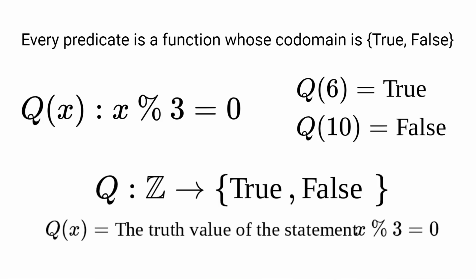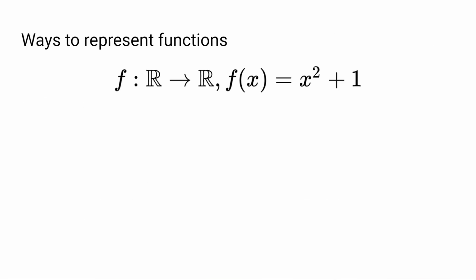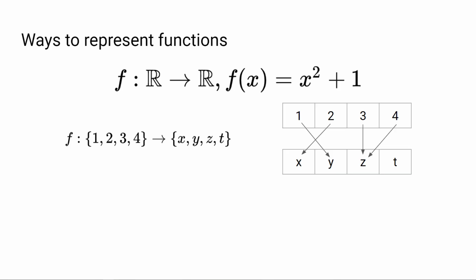There are a number of different ways to represent functions, and they're all good as long as we know exactly how to assign elements from the domain to elements of the codomain. Functions given as mathematical formulas do this by telling you how to compute the output. Predicates do this by giving you the logical statement to evaluate. But we can do it in other ways as well.